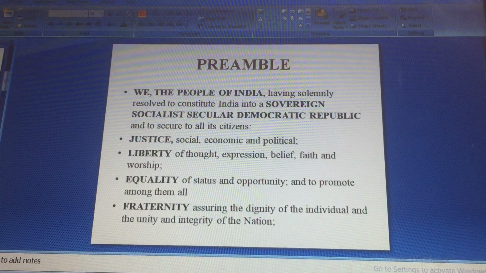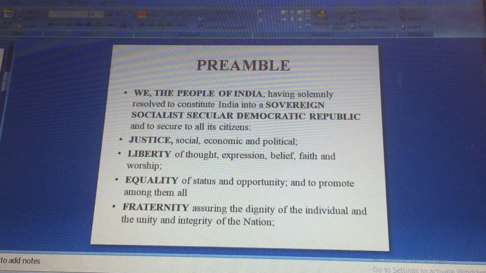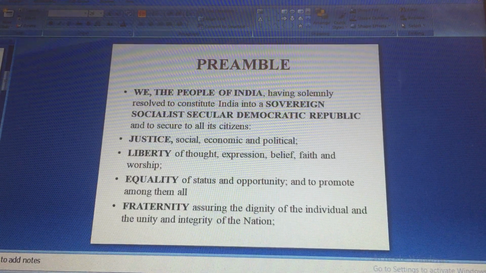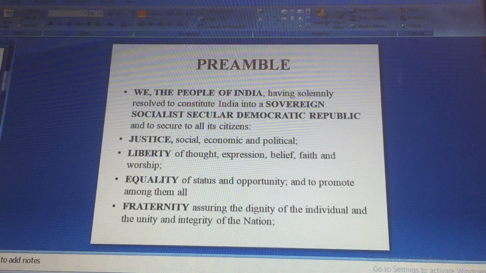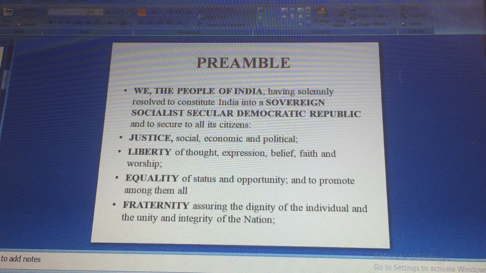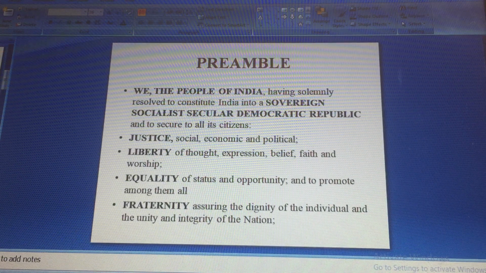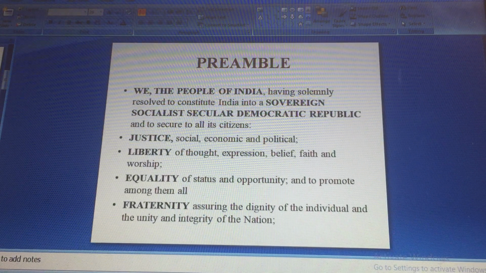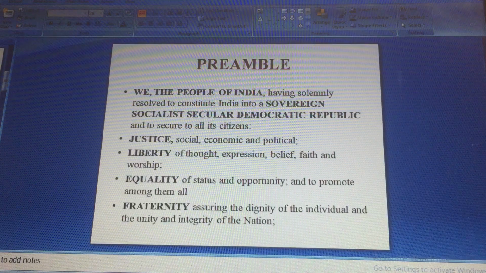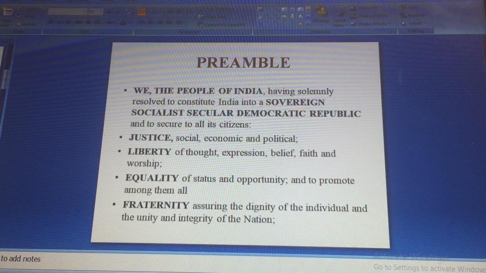is the preamble. The preamble is the introductory part of the constitution. It is a kind of introduction to what the whole constitution is. It tells us what we are as a country, what our ideals are, and what our objectives are.